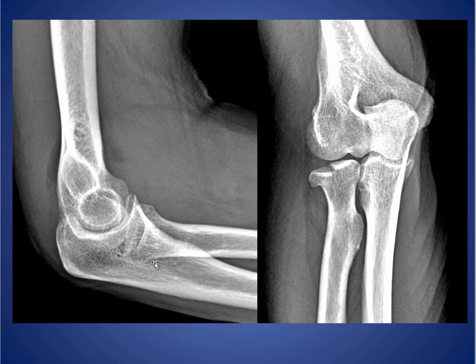Just as an example, this was a Mason type 2 fracture. This is the initial radiograph, and then several months later, you can see there's some residual articular step-off deformity, but there's not much in the way of radiocapitellar osteoarthritis, and this patient had a good functional outcome.